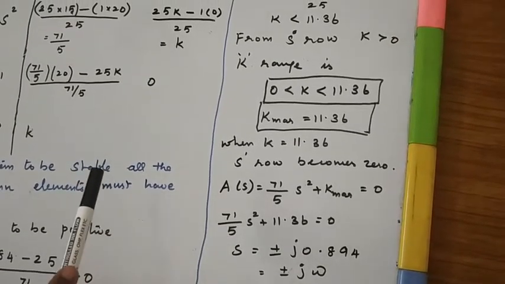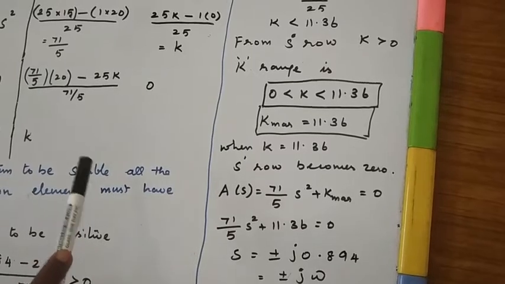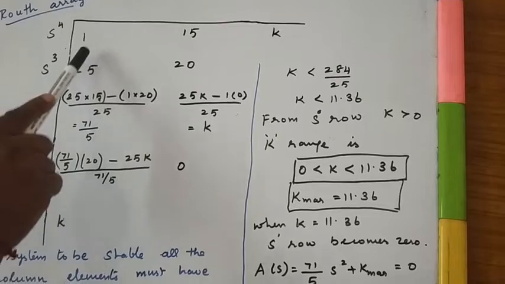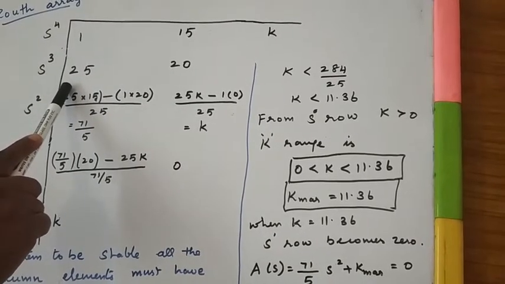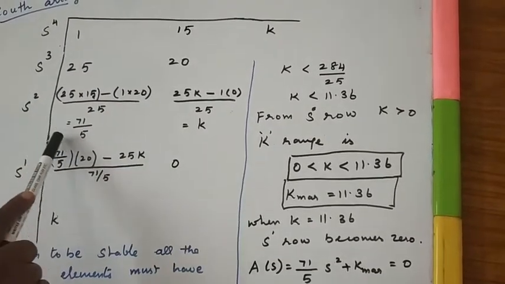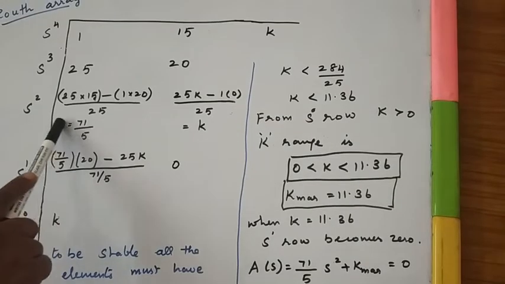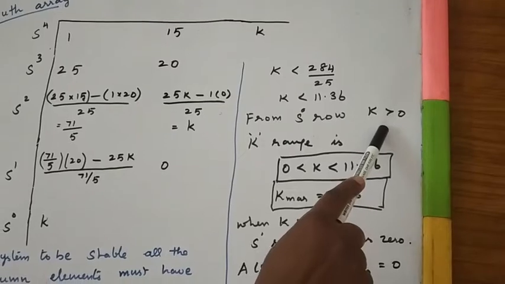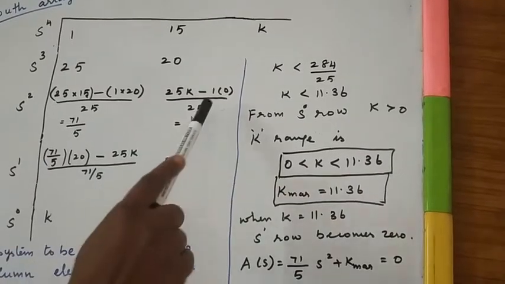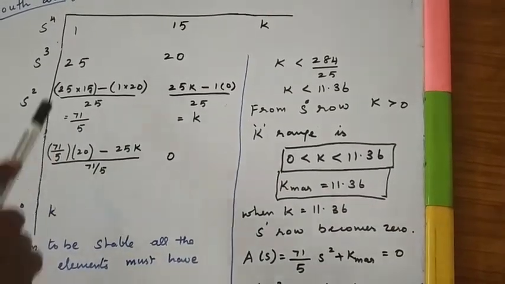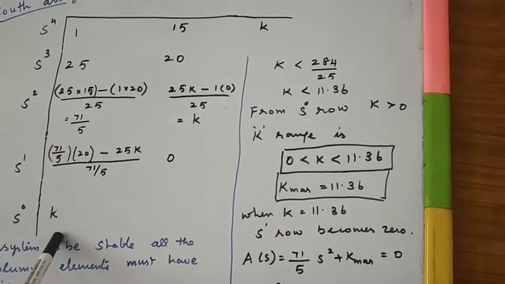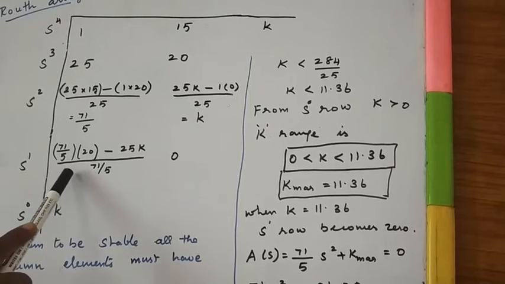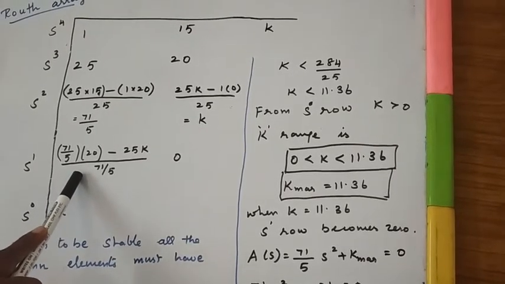For that, first we have to get a row of zeros. This row cannot be a row of zeros because here we have values. The s cube row also cannot be a row of zeros; here we have values. In the same way, for the s square row, here 71 by 5, k can be 0, but as per this constraint k should be greater than 0, so this row also cannot be a row of zeros. The first row and last row, these two rows cannot become rows of zeros, so there is only a possibility that one row can become a row of zeros.